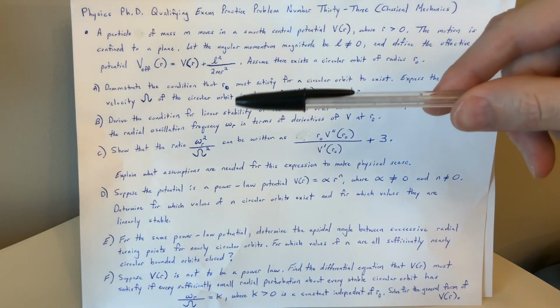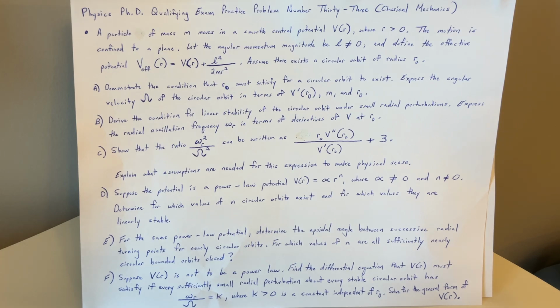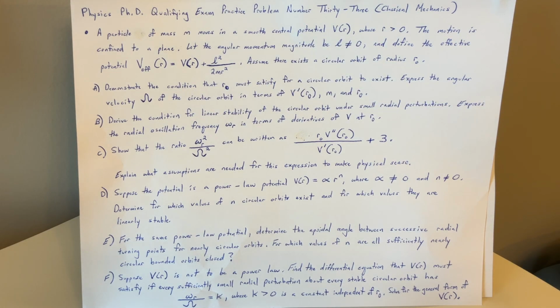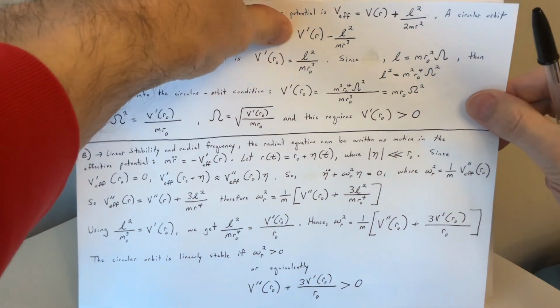So for letter A, we want to demonstrate the condition that r naught must satisfy for a circular orbit to exist. Express the angular velocity, capital Omega, of the circular orbit in terms of V prime of r naught, m, and r naught. So let's go over this first.